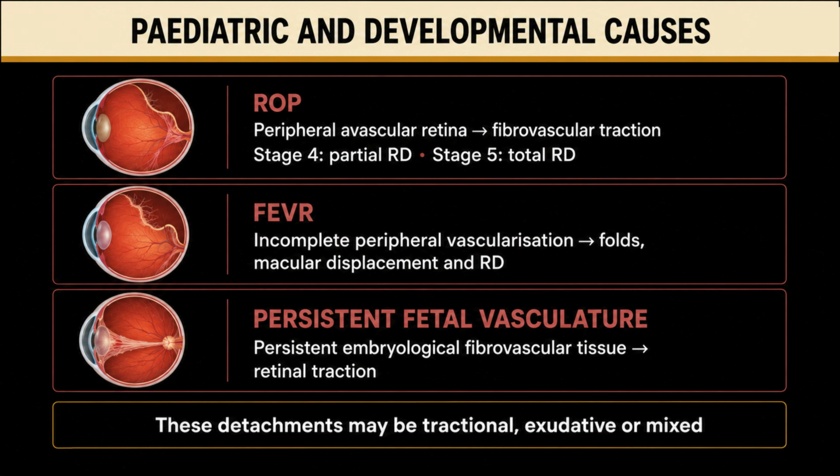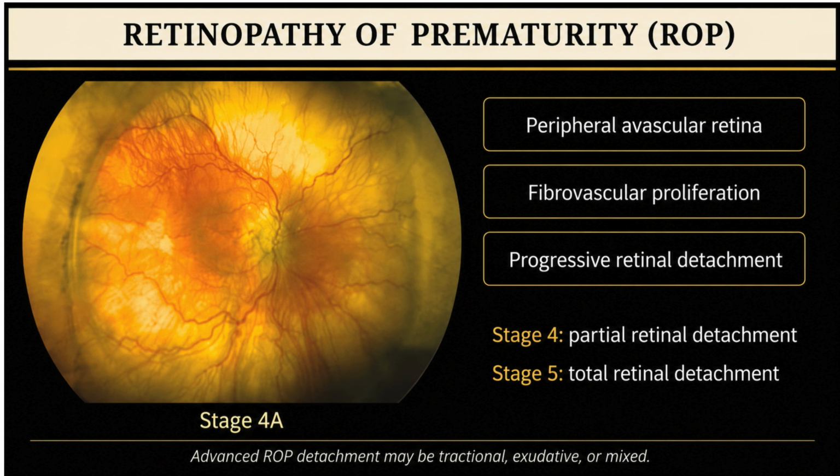In children, the major proliferative causes are ROP, that is retinopathy of prematurity, familial exudative vitreoretinopathy or FEVR, and persistent fetal vasculature. In retinopathy of prematurity, incomplete retinal vascular development leaves the peripheral retina avascular. Severe disease, because of that avascular retina and ischemia, can produce fibrovascular proliferation and progressive vitreoretinal traction.